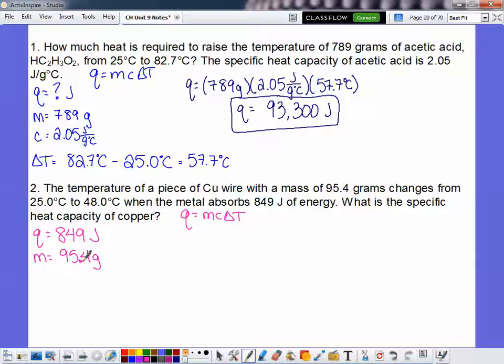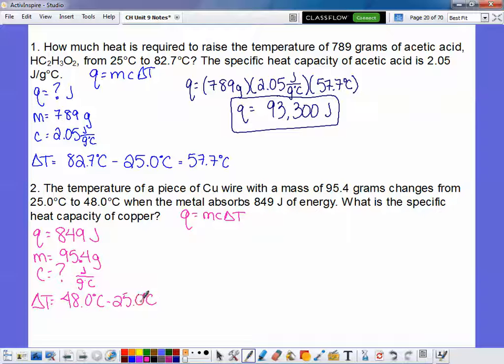95.4 grams. C is what? Unknown. And that's going to be in joules per gram degree Celsius. And then delta T. How are we going to calculate delta T? 48.0 minus 25.0, which is? Yep, 23.0 degrees Celsius. Okay.